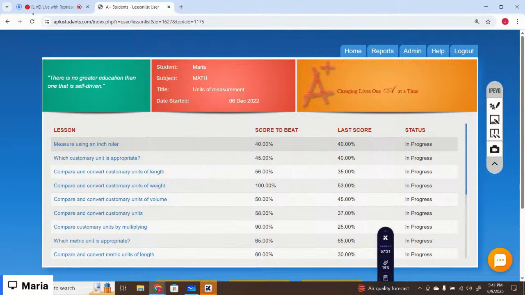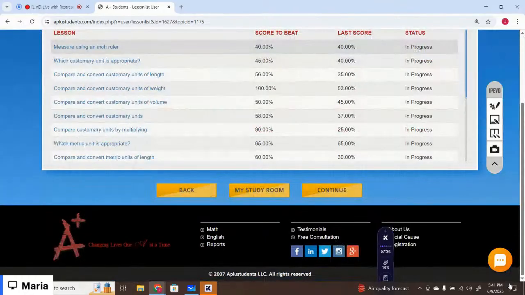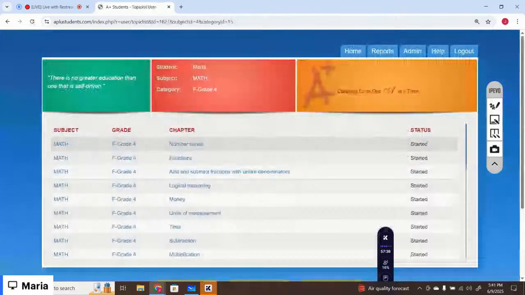So please make sure you have your notebook and pencil. Please make sure before the next session you complete all the practice questions for the lessons we just did. That is your homework.